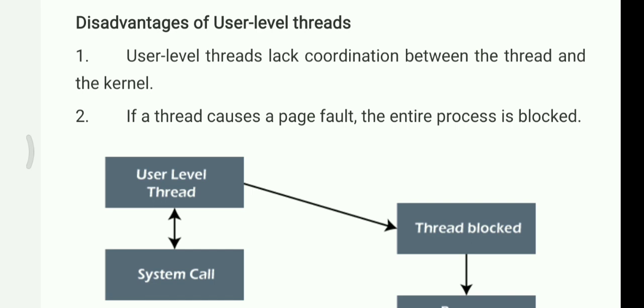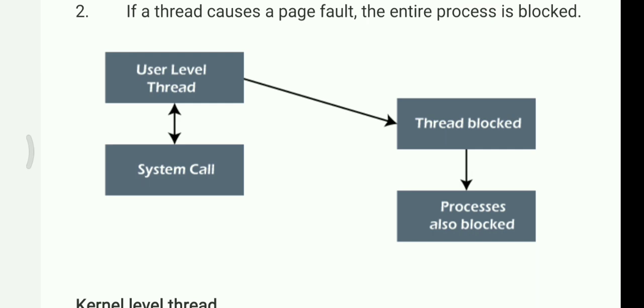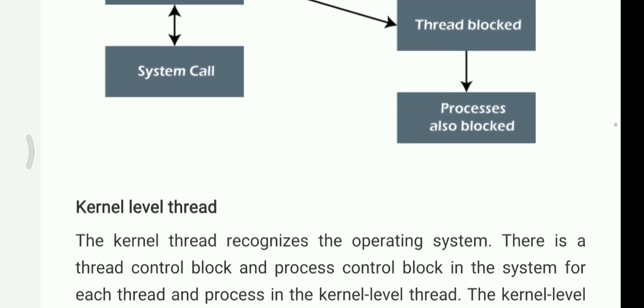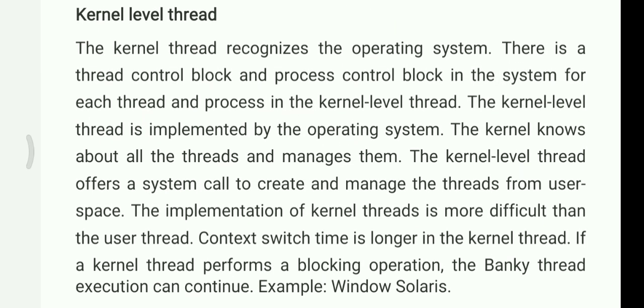This is the diagram of user level thread. Here we can see the user level thread, system call, thread block, and process block. Kernel level thread. The operating system recognizes the kernel level thread. There is a thread control block and process control block in the system for each thread and process in the kernel level thread. The kernel level thread is implemented by the operating system. The kernel knows about all the threads and manages them. The kernel level thread offers a system call to create and manage threads from user space.